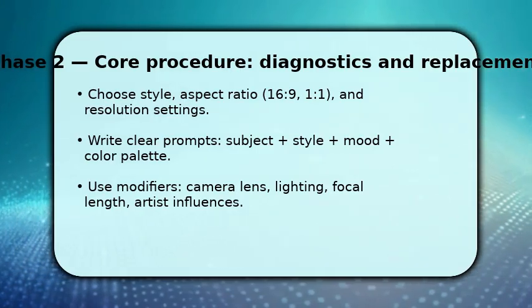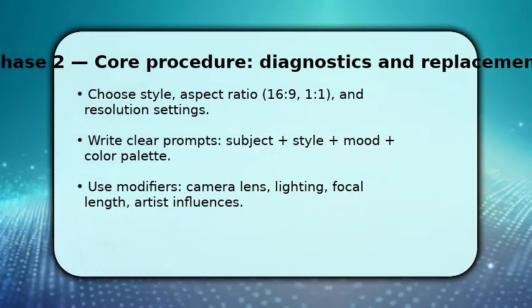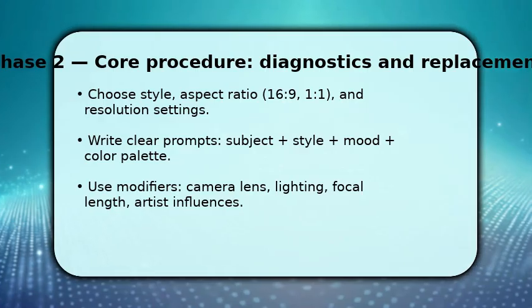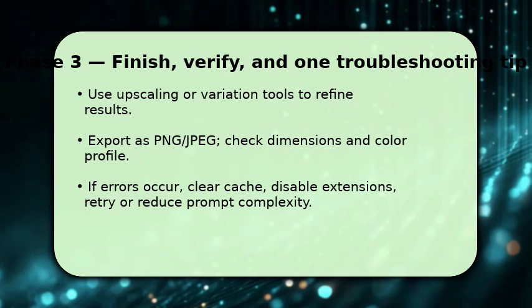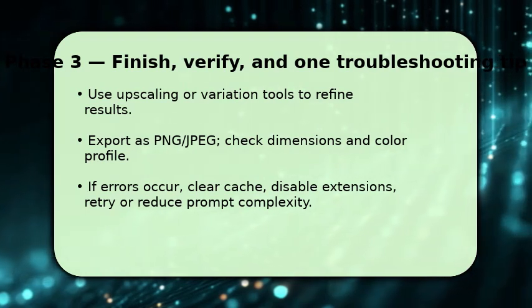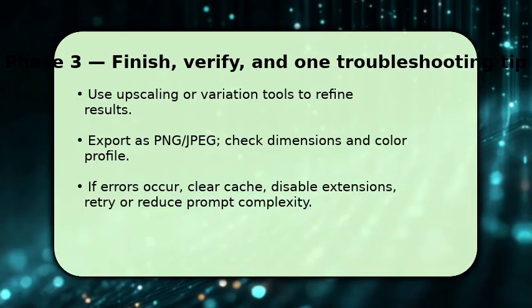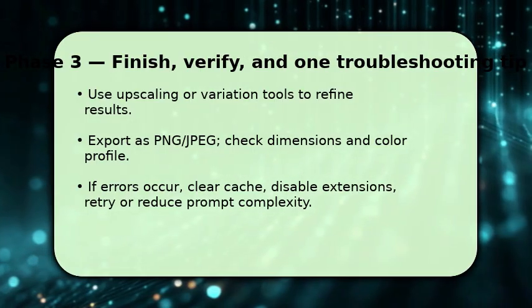You'll iterate, preview results, tweak adjectives and constraints, and rerun until the composition, lighting, and color balance match your vision. You're on the final stretch. Review generated images, use variation or upscale to improve detail, and select your preferred output. Once done, export as PNG or JPEG, confirm dimensions and color profile for your target use.